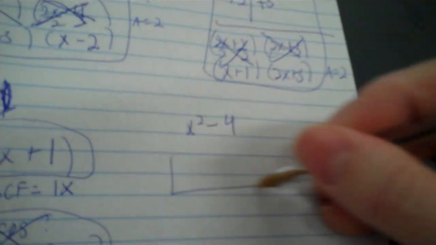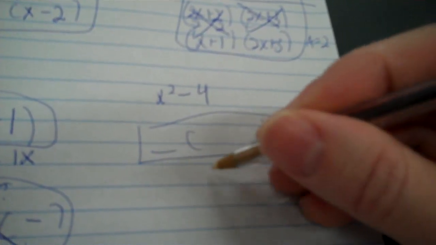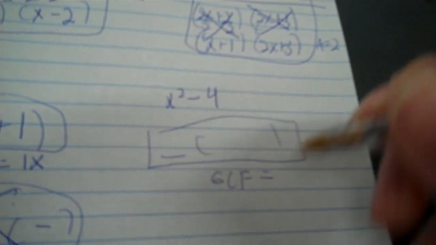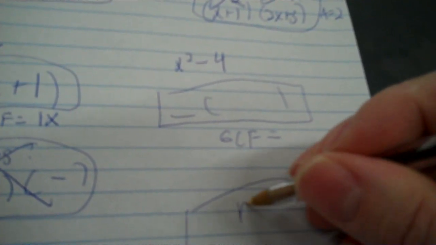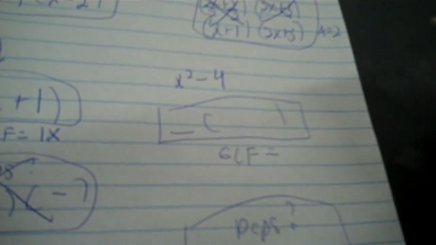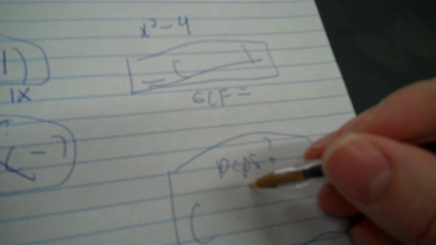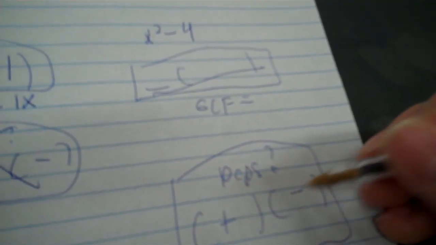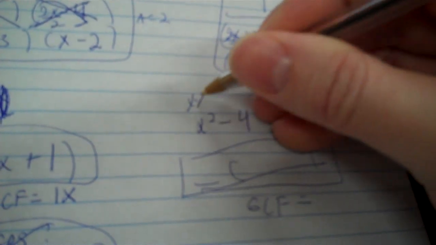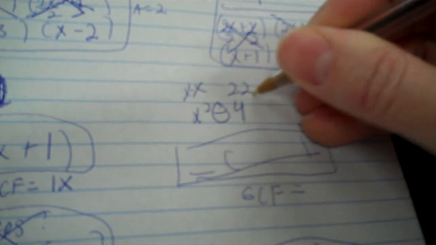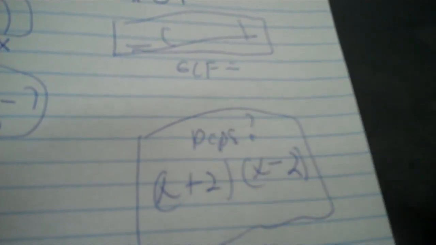Okay, now here we have x^2 - 4. So that's 2 terms, so I would want to do a GCF, and then see if I can do a DOPS. A GCF, you wouldn't have one, okay? It's definitely a DOPS because we have x times x, we have the minus, and 2 times 2. So that's going to be x plus 2, x minus 2.